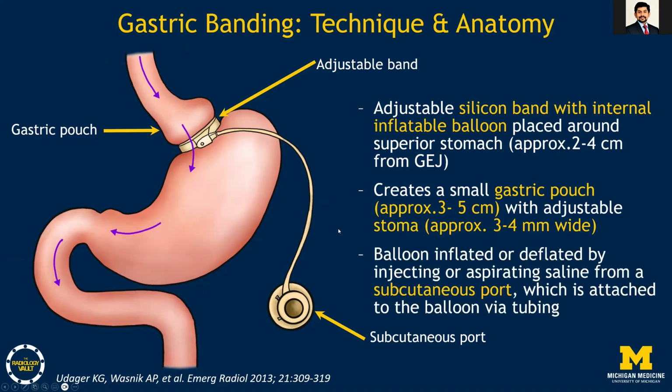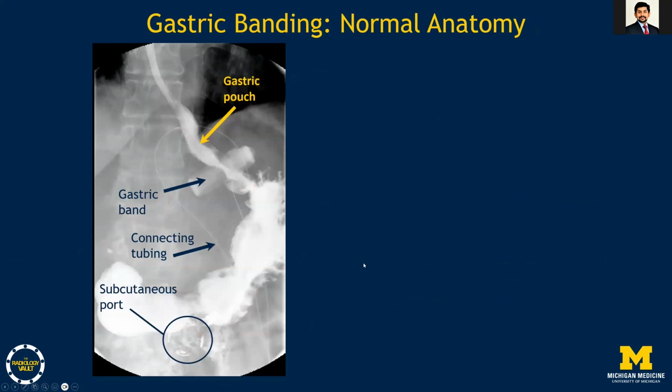The balloon can be inflated or deflated by injecting or aspirating saline from a subcutaneous port, which is attached via tubing to the band. So on imaging, if you look at the lap gastric band, you will see the radio-opaque lap band, as seen here, and then you'll have a small portion of the gastric pouch above the band. This is a small stoma, which is expected to be up to 4 millimeters wide, and then you'll see opacification of the remainder of the stomach.